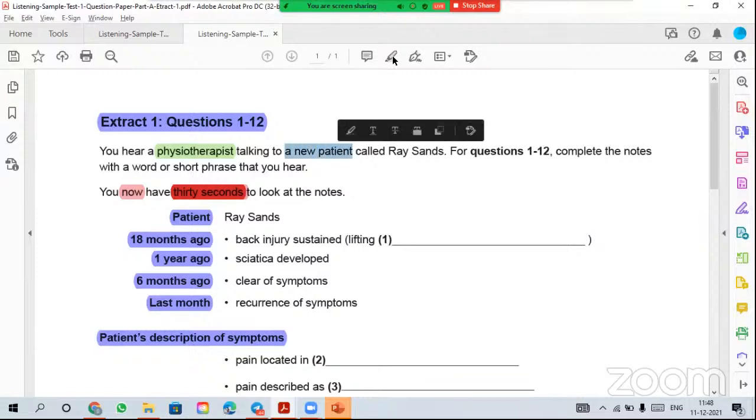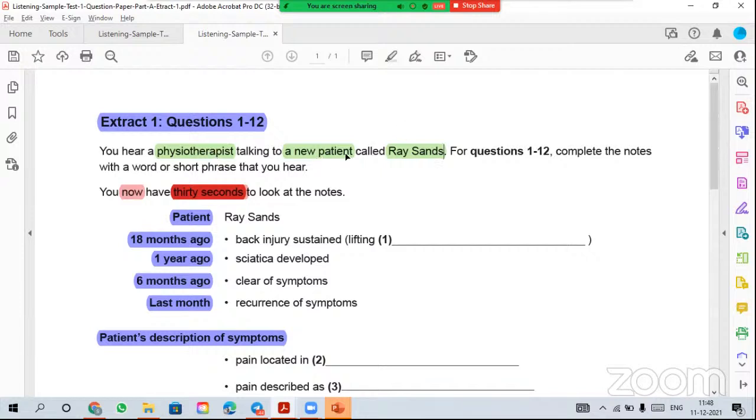So is he a new patient or a known patient? Unknown patient. A new patient means unknown patient. So this is the first visit, not a revisit, not a review. So this is what you have to learn: a physiotherapist, a new patient, an unknown patient. New patient means unknown patient, and review means known patient. Now here the name of the patient is Ray Sands. So unknown case.